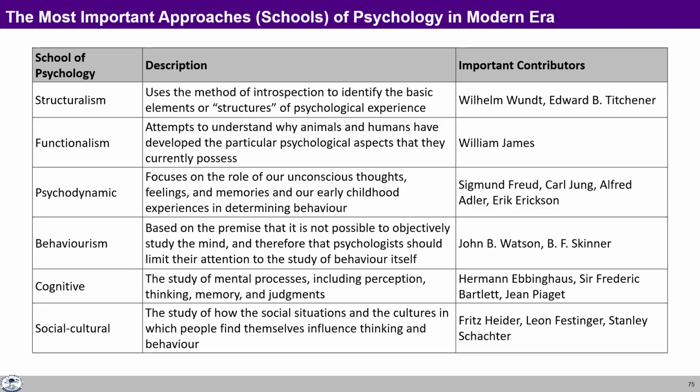The next school is behaviorism. It was based on the premise that it is not possible to objectively study the mind, and therefore that psychologists should limit their attention to the study of behavior itself. Basically they said that in structuralism, they were trying to study what is going on within, but they called it subjective. Similarly, in functionalism, they call it subjective. And they said, no, let us not look into what is going on inside the mind.